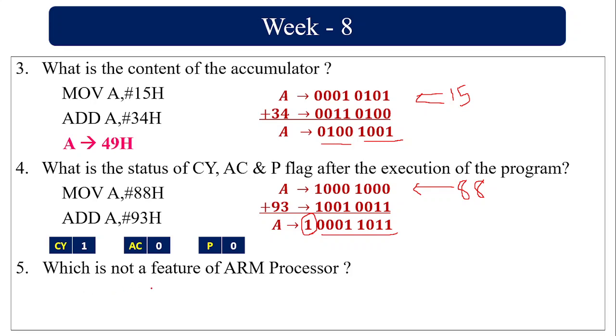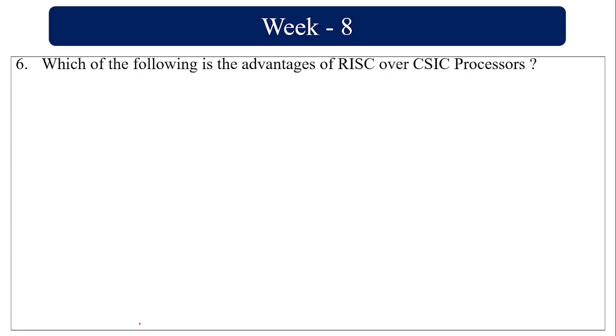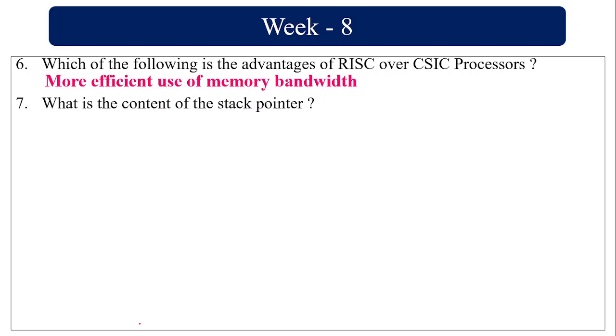Which is not a feature of the ARM processor? High power consumption is not a feature of your ARM processor because it's meant for low power consumption. Which of the following is the advantage of RISC processor over your CISC processor? Your RISC processor has more efficient use of memory bandwidth.